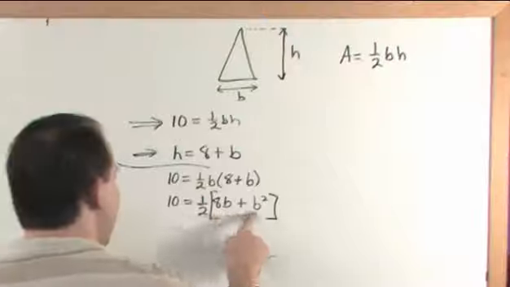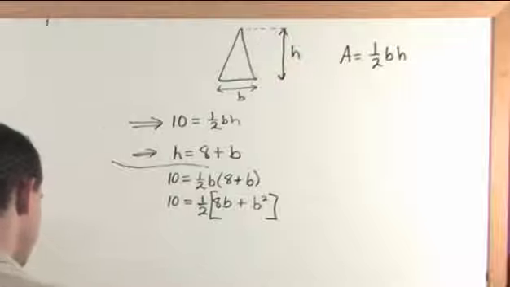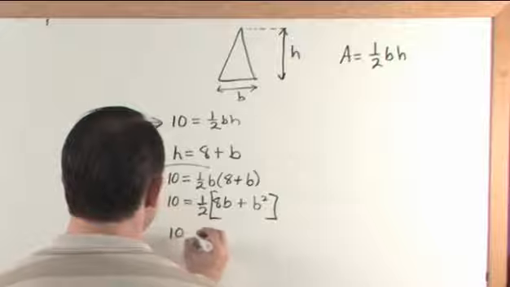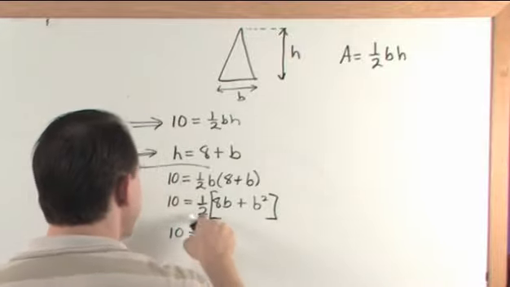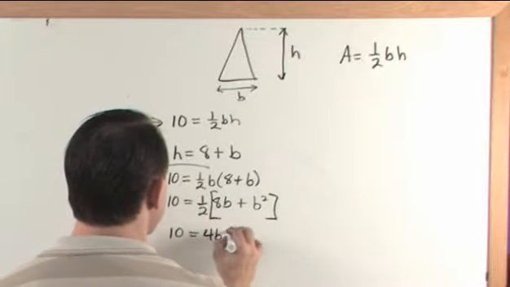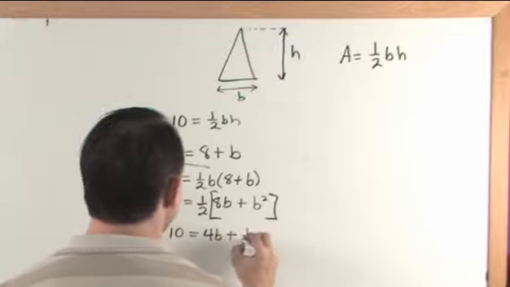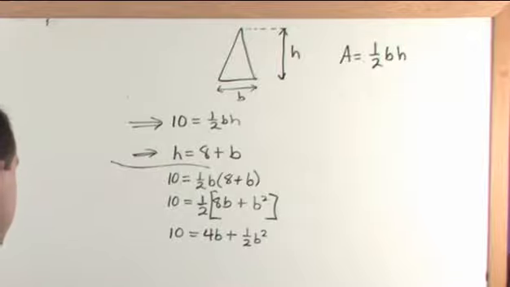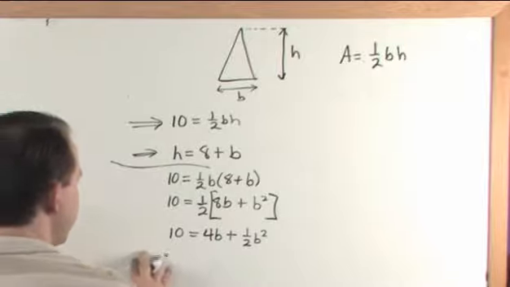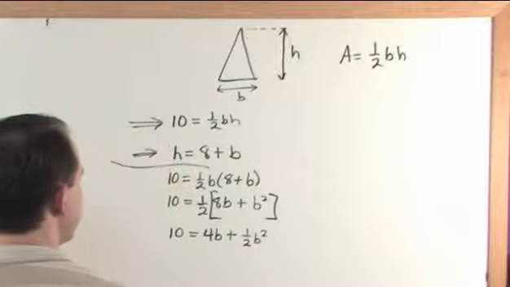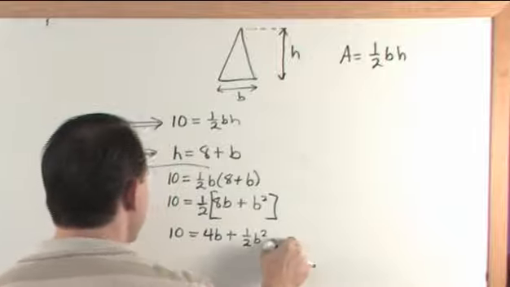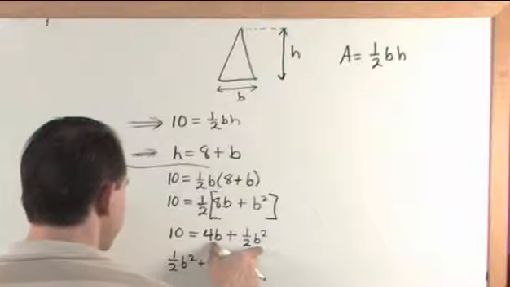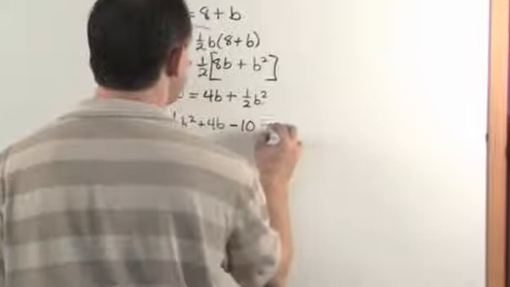Okay? I can't add these together. I just can't. Okay? So what I'm going to end up doing in its place, now that I've done this, is I'm just going to distribute this 1/2 in. 1/2 times 8 is 4b, plus 1/2 times b squared is just 1/2 b squared. Can't do anything with that. Okay? And then the next thing I want to do is get everything on the same side of the equation. So I'm going to move this 10 over here. So I'm going to have 1/2 b squared plus 4b, haven't touched this, minus 10 equals 0.